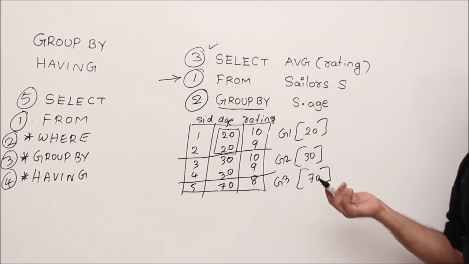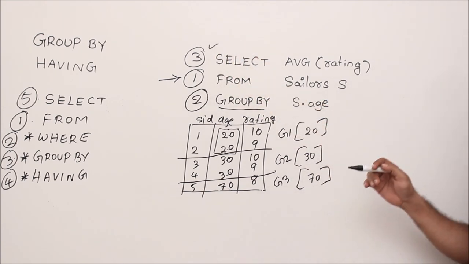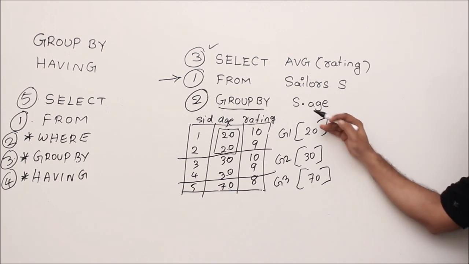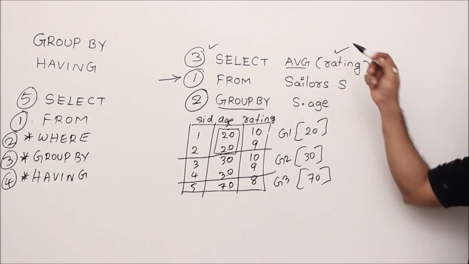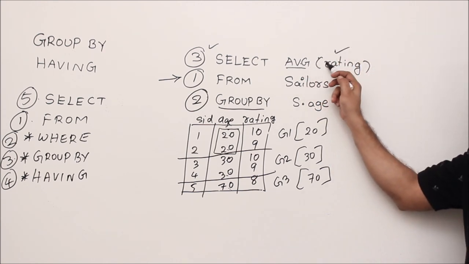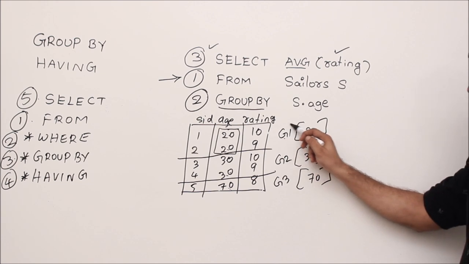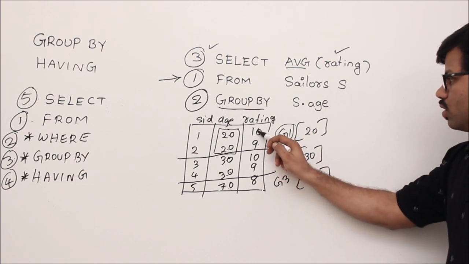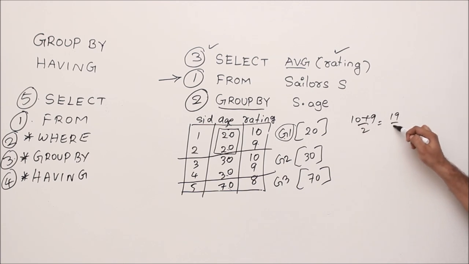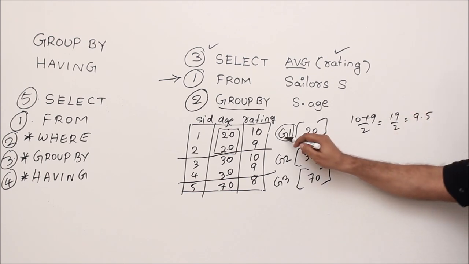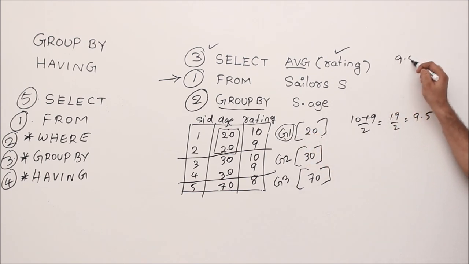For every group, any group will be taken first, not an issue. So every group will be taken and this aggregate operator, average, will be computed. So average rating, take group number 1. What is the average rating for this group? Here 10 plus 9 by 2, which is nothing but 19 by 2, so 9.5 will be printed. So in the output for group number 1, 9.5 will be printed.